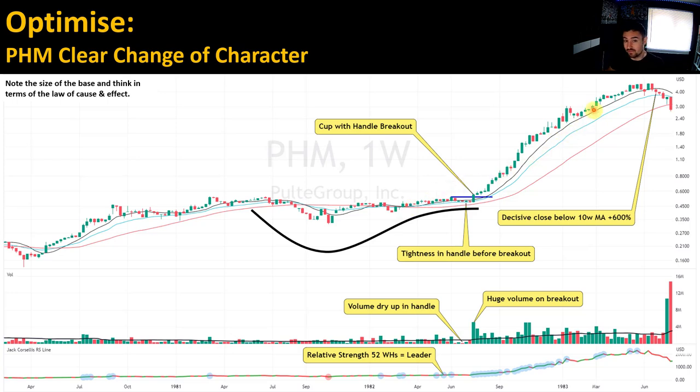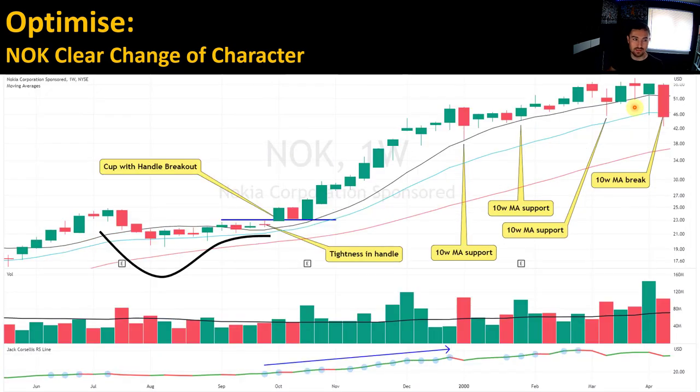Now, obviously, for many of you, being able to sit and hold a stock for a 600% gain before it closes below its 10-week, which is the 50-day moving average, you'll probably really struggle with that. So that is why it's important to develop sell rules for you that work for your personality. These are obviously the ones that work for O'Neil's personality.